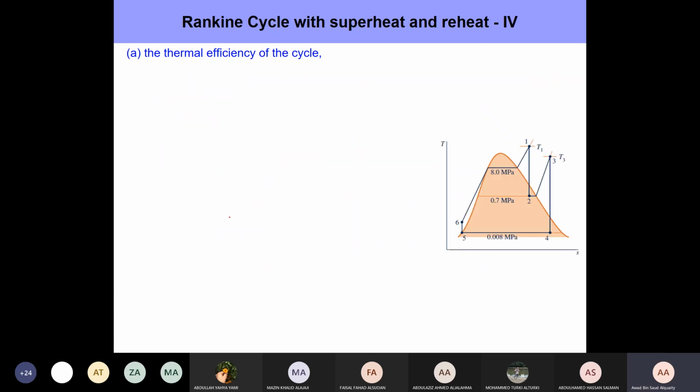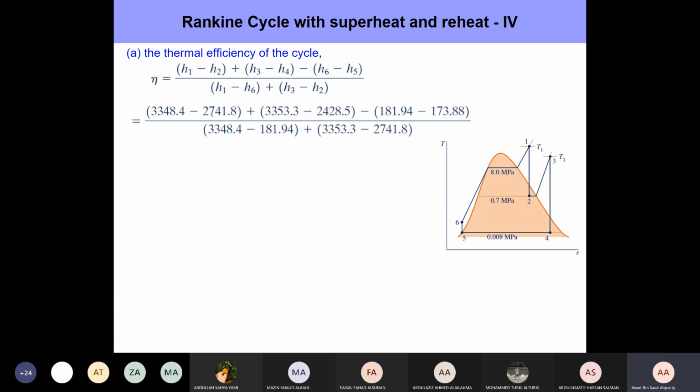Okay, so then let's calculate the thermal efficiency by just plugging in the enthalpies that we wrote here. Once you plug in the numbers, these are the different numbers that we had for H1 to H6, as we just found. Once you plug in all those numbers, we get an efficiency of 40%, 40.3% to be more specific.